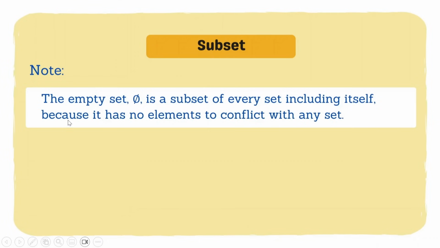Okay, take note, the empty set or null set is a subset of every set including itself because it has no elements to conflict with any set. Pag sinabi po nating null set, it's still a subset of every single set. Okay? Take note of that. Later on, magagamit po natin yan sa ating exercise.